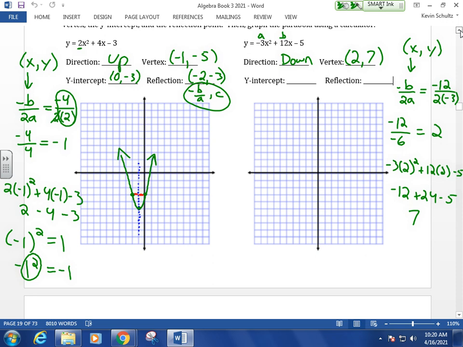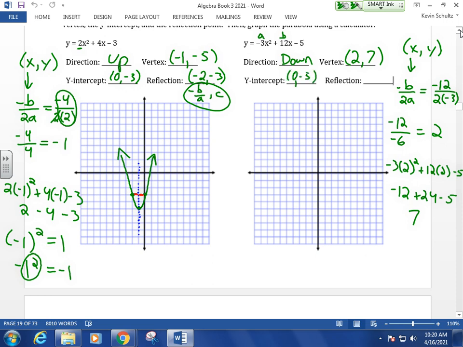Anybody running into issues with the calculator, the input? Okay. What's the y-intercept? What's the y-intercept? Will? Negative 5.